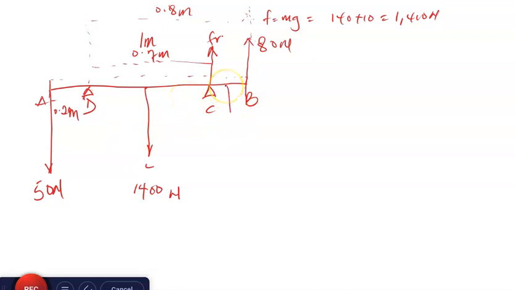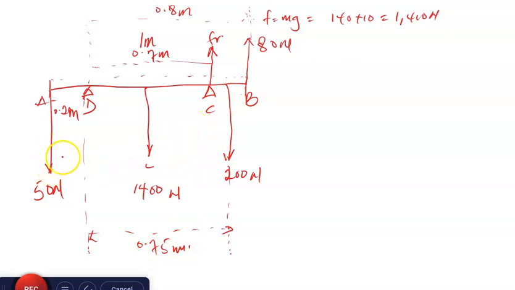Now if I have the 20 kg somewhere around here, we've agreed that is 200 newtons. Now for the perpendicular distance, we'll take the perpendicular distance. We've agreed that the perpendicular distance is 0.75 meters. Now let's identify our anticlockwise and clockwise moments.